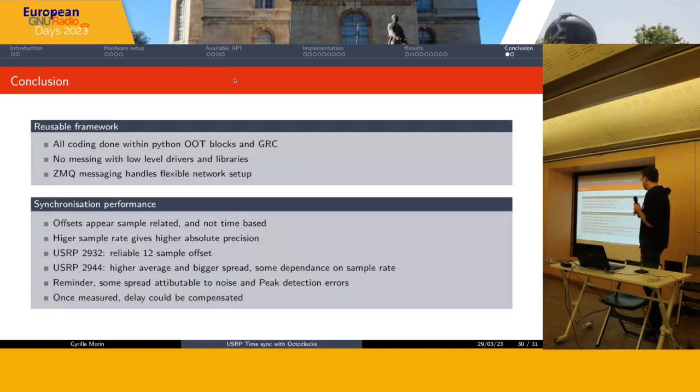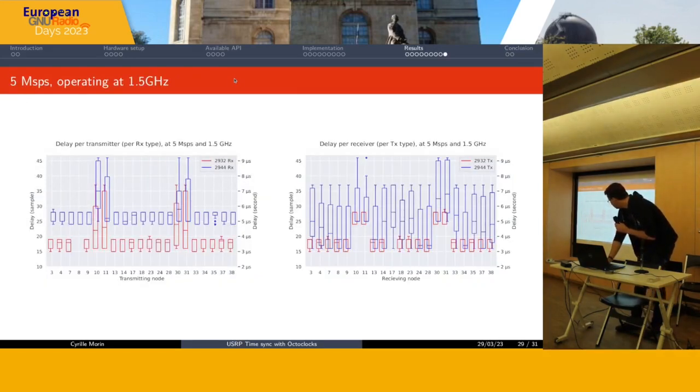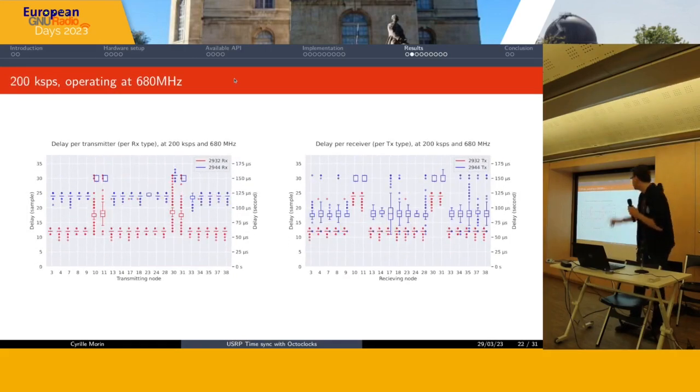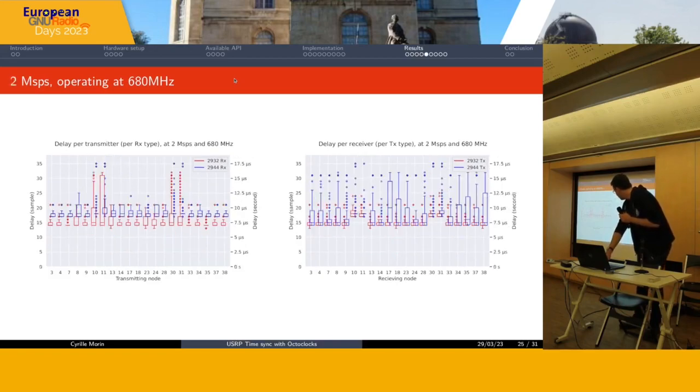For this 2932 type, there is a bit more spread for the 2944, but it's still fairly stable. Oh yeah, something I did not mention: what those 12 samples correspond to. For instance, at 200 kilosamples per second, this corresponds to about 50 microseconds of delay. But if we increase the sample rate, we can go down to like 10 microseconds. And I'm sure if we could go up to 10 megasamples, it could go even lower.